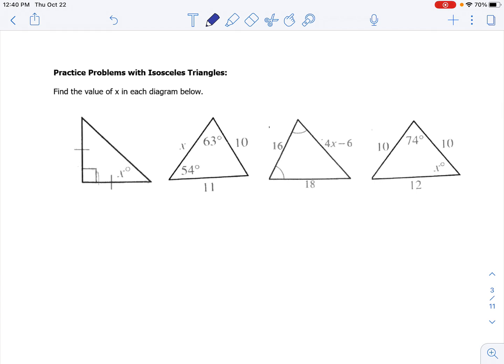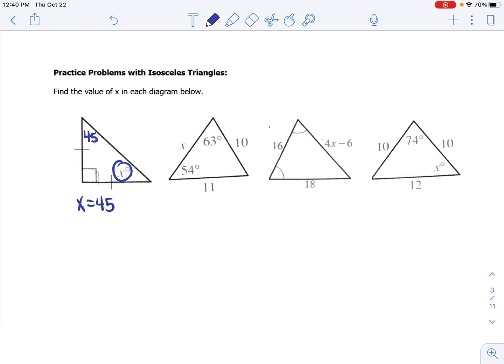So just a reminder with isosceles triangles, I would like for you all to pause and go through these examples just to make sure that you are reminding yourself of these properties. So this first one, we have a right isosceles triangle. So we know that x has to equal 45 degrees because those corner angles are congruent.